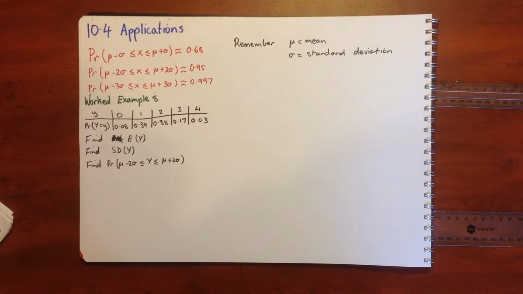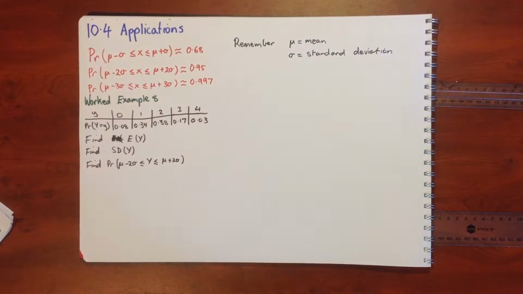Hey, in this tutorial we're looking at section 10.4, which is on applications of probability. There's not a lot of theory in this section. There's very little, in fact. So I've just fleshed it out a little bit more.